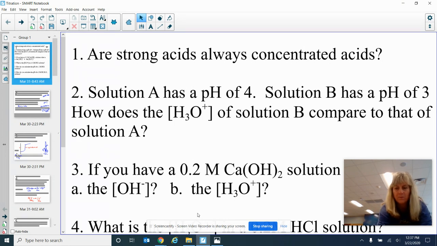Okay, well, we're going to continue with our acid-base stuff. I'm going to finish up titrating a strong acid with a strong base today. But first, a few questions about acids and bases and pH.